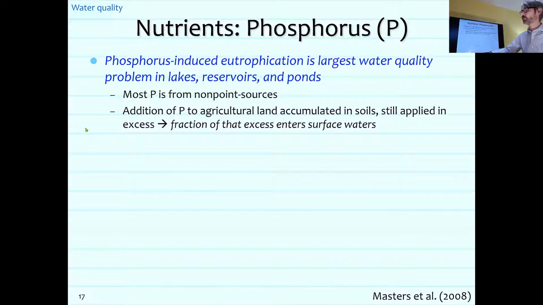As mentioned before, most of the phosphorus is from non-point sources, and one of the biggest problems with phosphorus is that it tends to stay in soil once it's introduced. And so the addition of phosphorus to agricultural land will be accumulated in the soils, and it's still applied in excess, so even if we stop applying fertilizers so much, it'll continue to wash out of the soils for years to come and cause water quality problems.